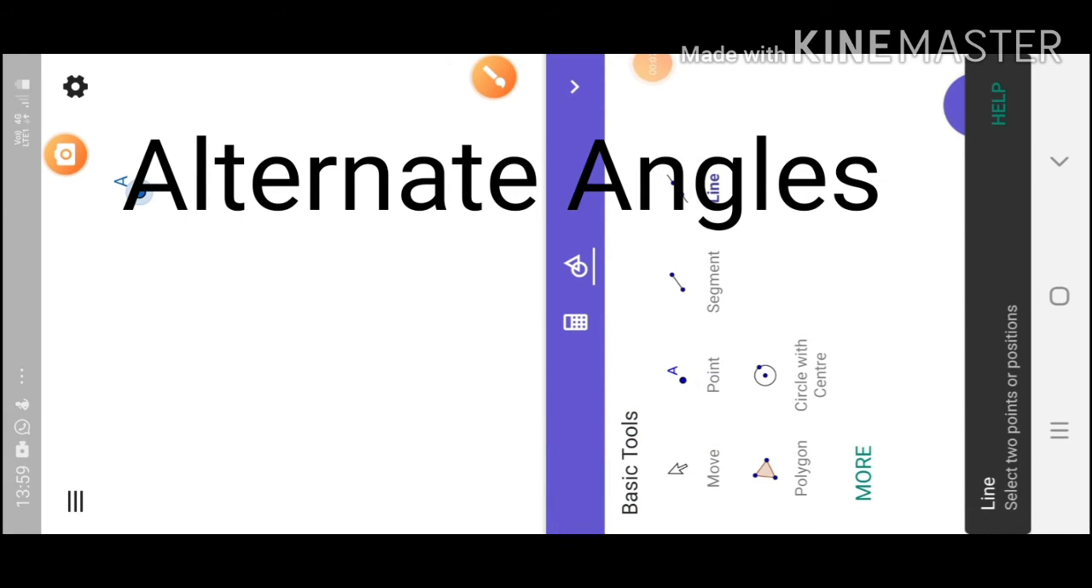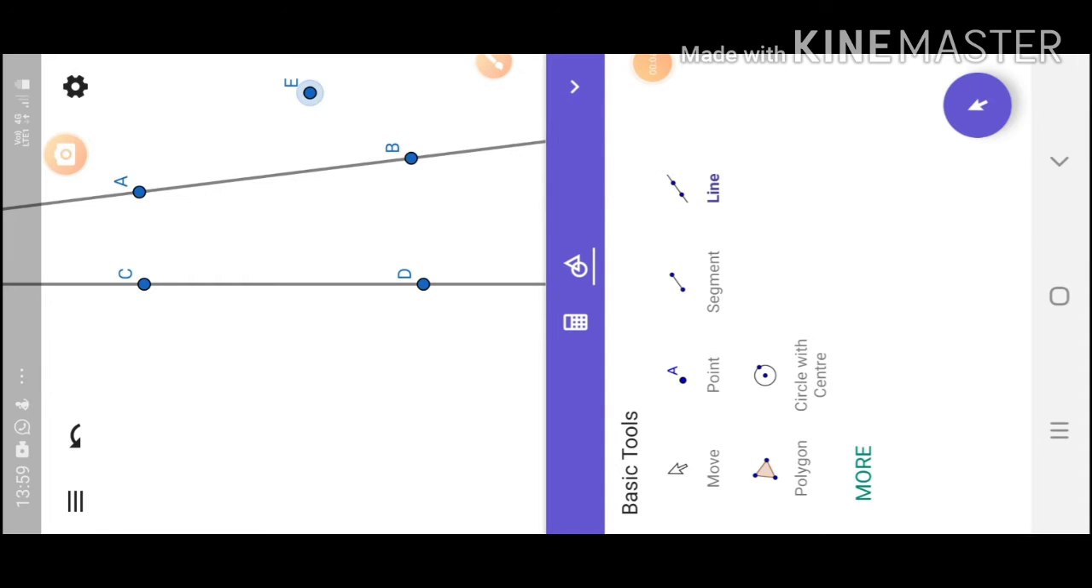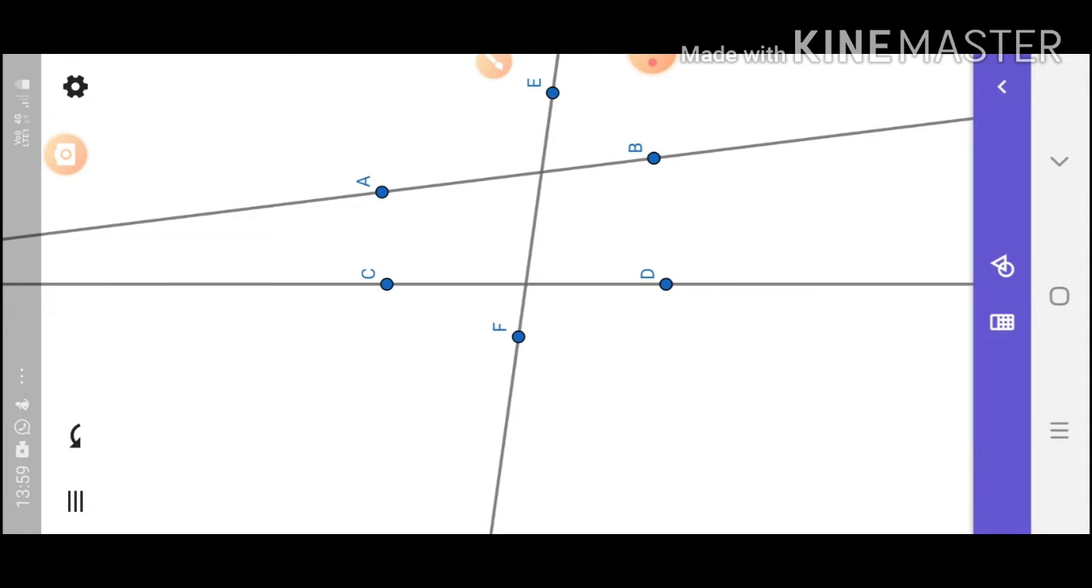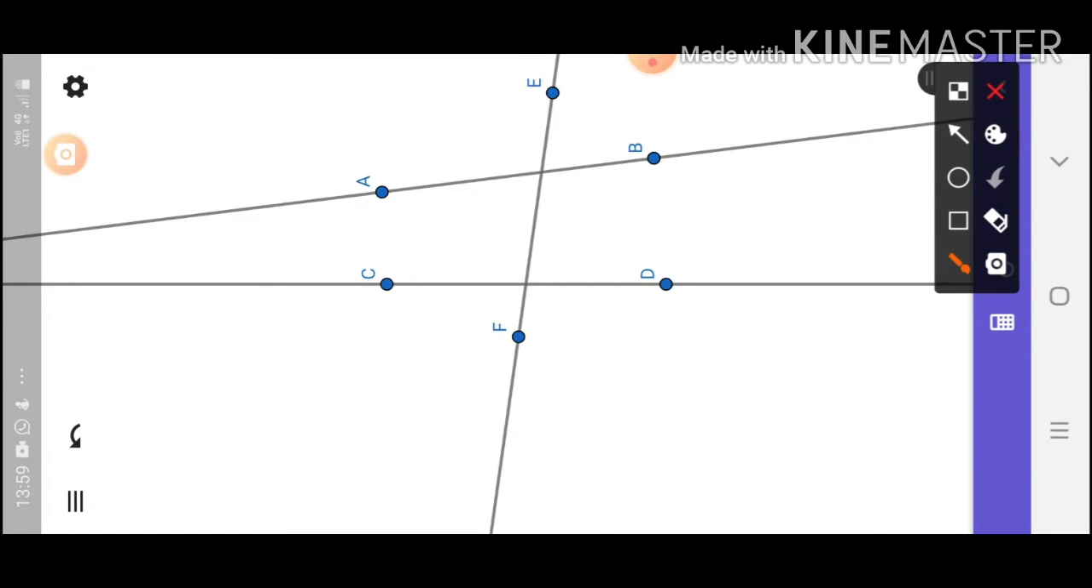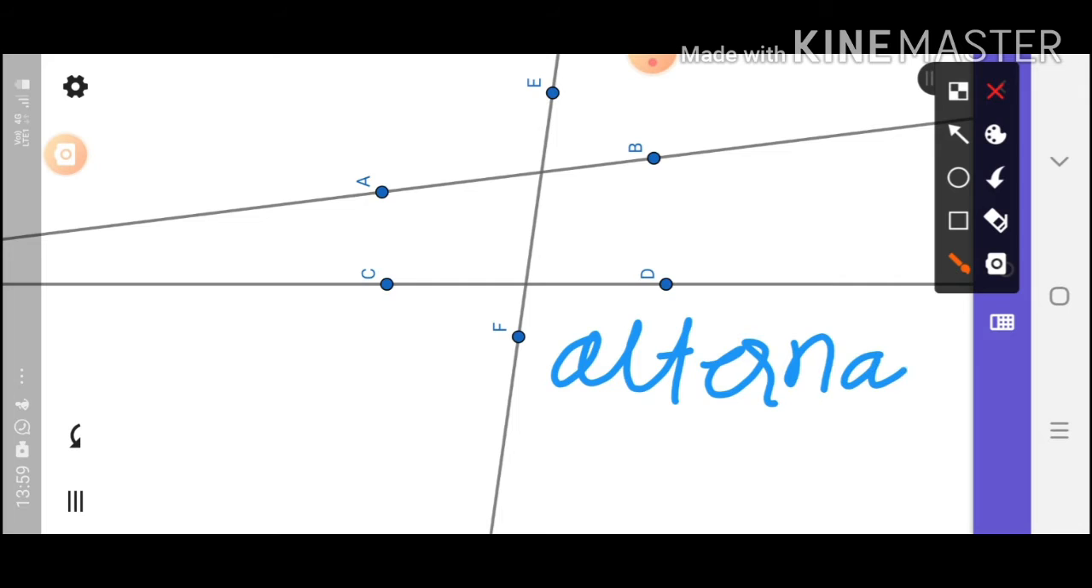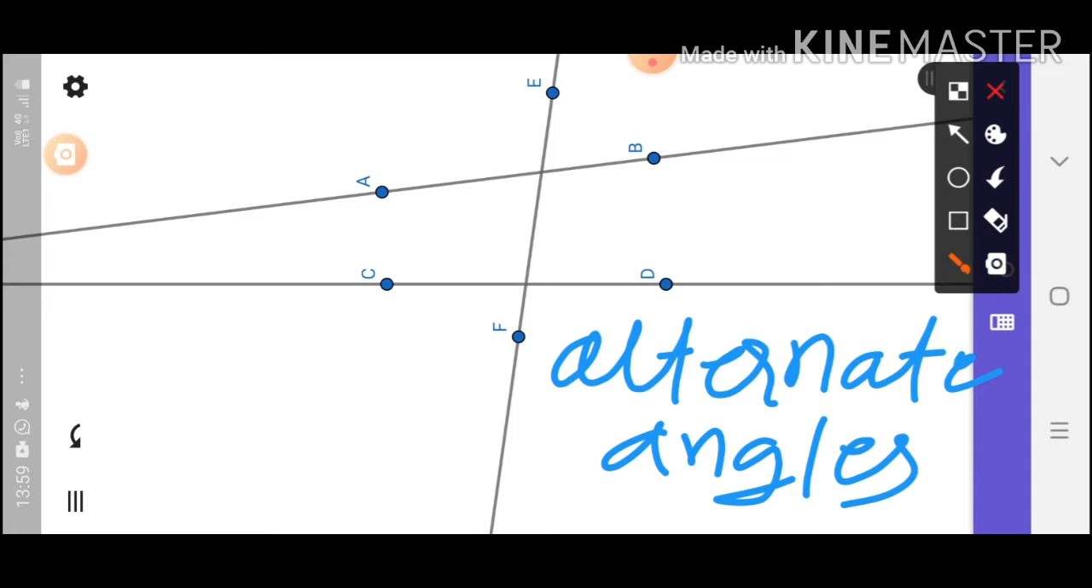Let us take two lines and one transversal. Line AB, line CD, and transversal is line EF. Now we are going to see what are alternate angles. Alternate angles are the angles which are present on opposite side of transversal. Suppose these two angles are alternate angles.